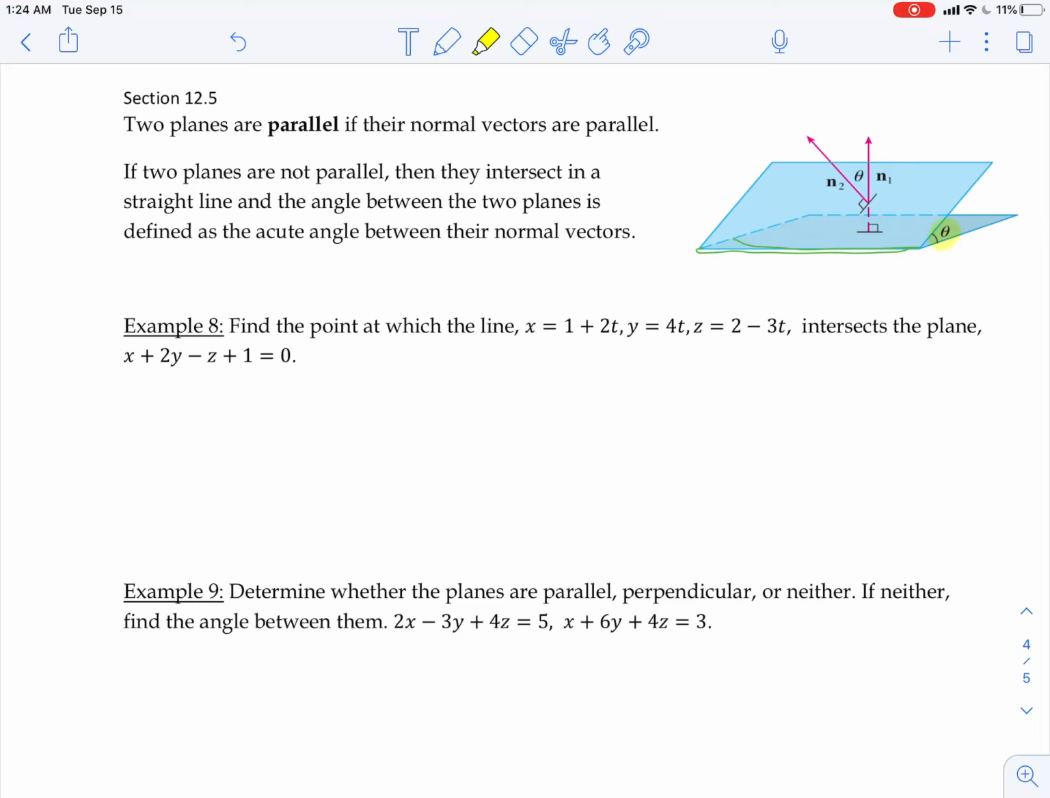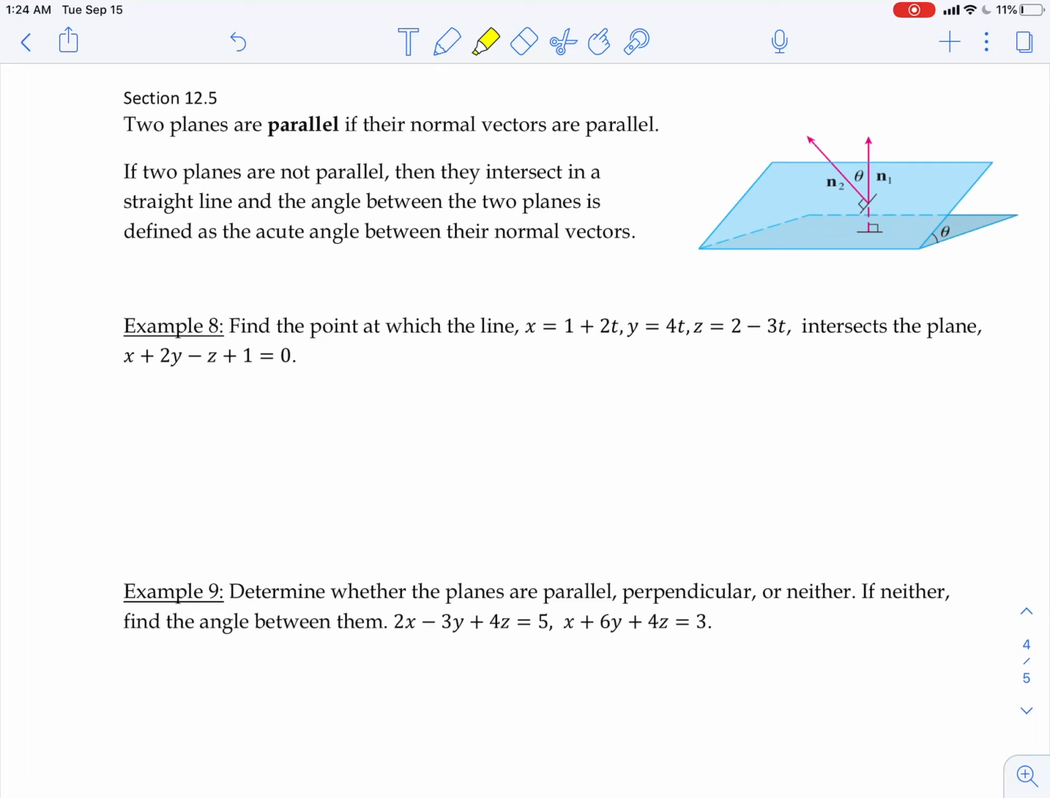And the angle between the 2 planes, the angle right here between the 2 planes, is defined as the acute angle between the 2 normal vectors. So we can use the normal vectors to help us find that angle where these 2 planes intersect. All right, and so let me clear this whole page up now.